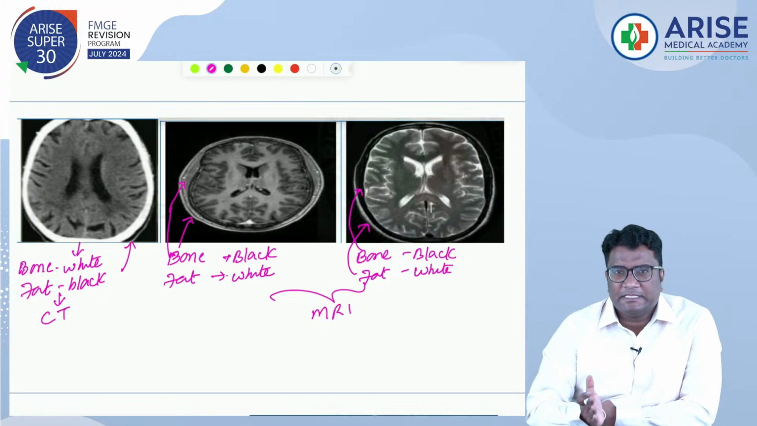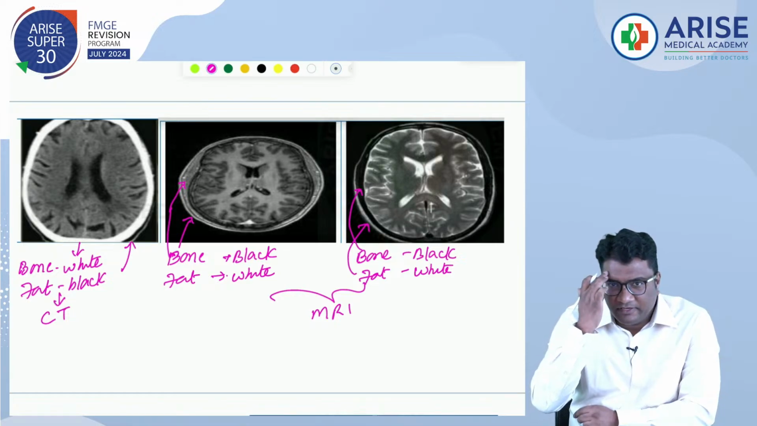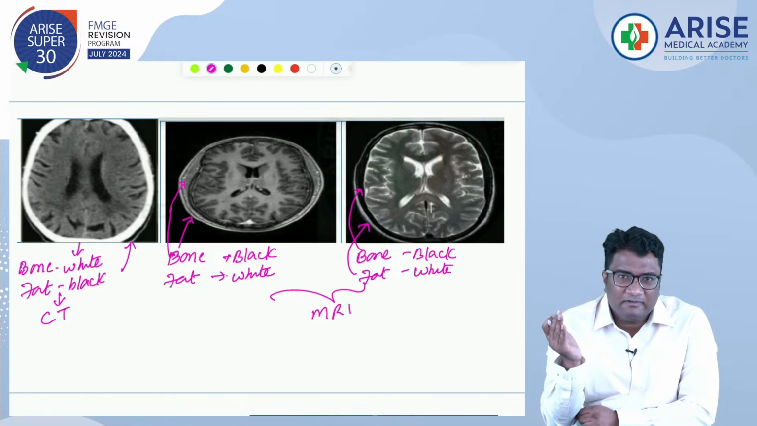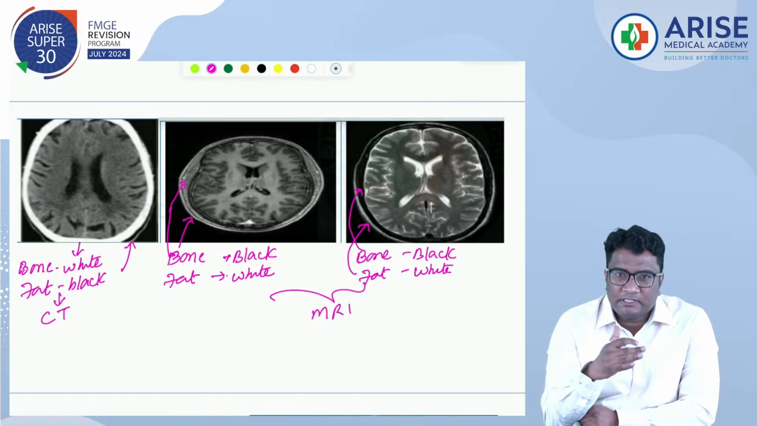So the difference between CT and MRI is, in CT the bone is white and the fat is black. In MRI the bone is black and the subcutaneous fat, the skin will be first and then bone will be there. So skin will be white and the bone will be black. So this is MRI. And how do you know which is T1 and T2?